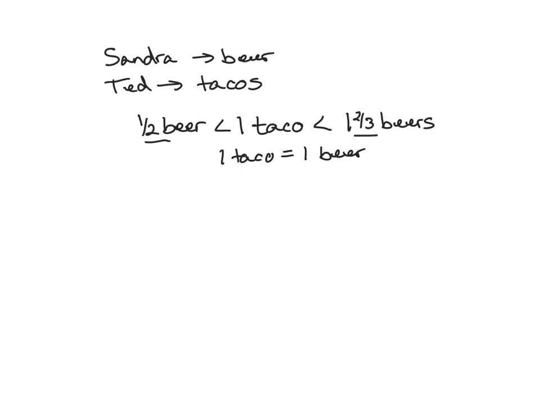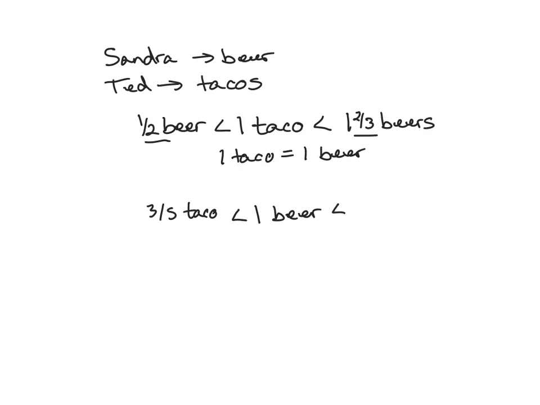If you'd like to look at it in reverse, you could consider the price for 1 beer. So Sandra's producing the beers. What is the minimum price she would accept from Ted for one of her beers? Well, if you go back and look at the opportunity cost of beer for Sandra, each beer she makes costs her 3/5 of a taco. So as long as she can get more than 3/5 of a taco from Ted for one of her beers, she's going to be better off.